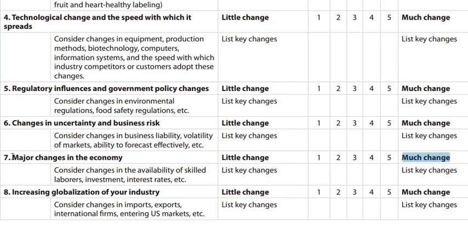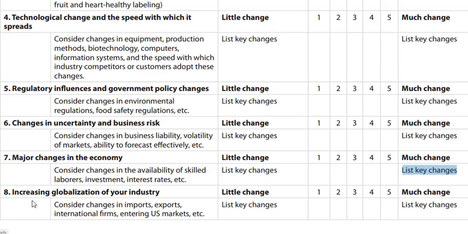On seventh number, we talk about major changes in the economy. And these changes are according to the skill of laborers, investment, interest rate, people's income level, choices, any economic change that can occur in the market. We will analyze that and list the major changes which are occurring.